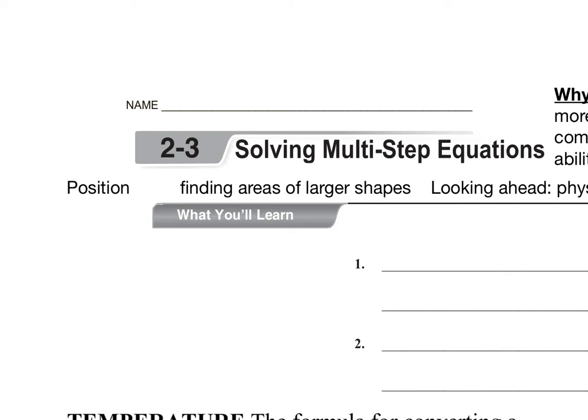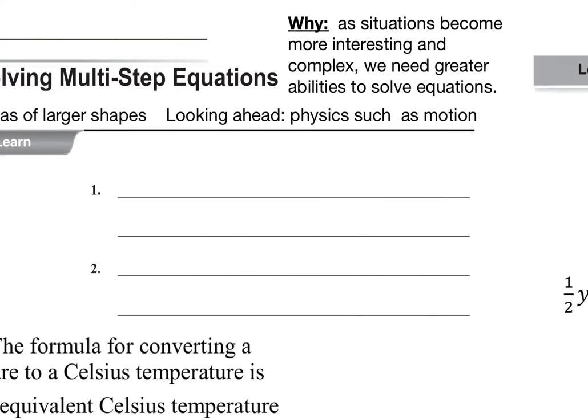So maybe think about some of the areas of your life that are a little bit more complicated than some of the initial equations we worked with, such as how much time is left in class. What are some of the other areas of your life where you're solving equations, but things get more complicated?